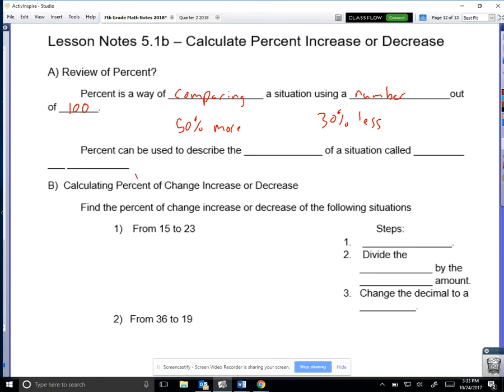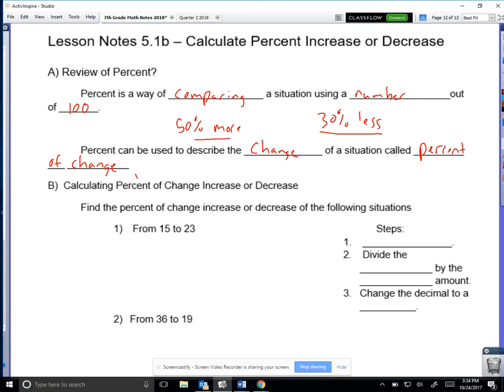And in this lesson, percents can be used to describe the change of a situation, and this is going to be called percent of change. Okay, we're just going to be calculating how much something changes. Just like up here, something could change 50% more, or something could change 30% less. Okay, we're just going to run some calculations to show that. The first ones we have are situations looking at percent of change, whether it's an increase or a decrease, and how much that was.